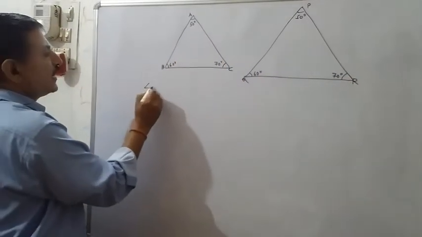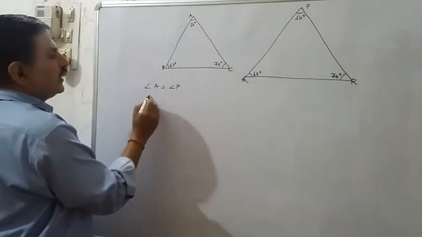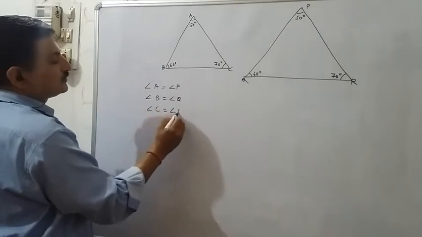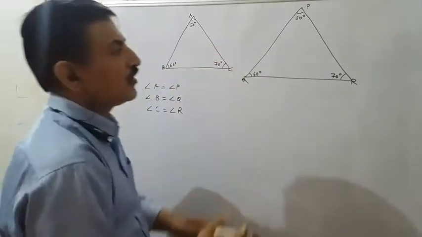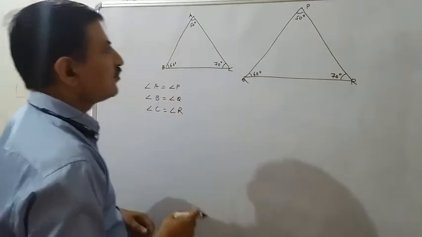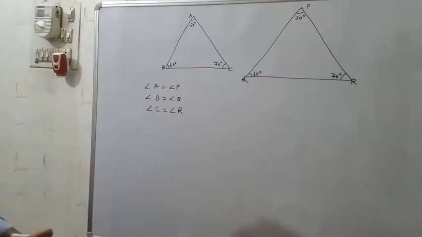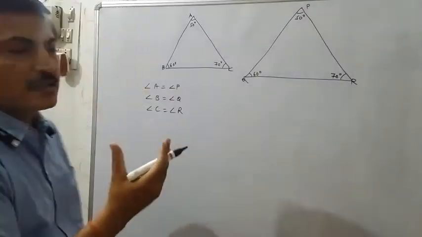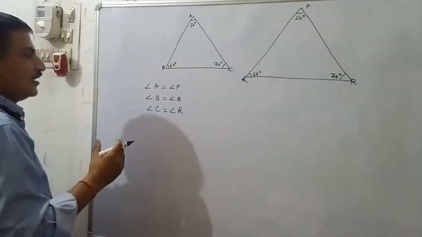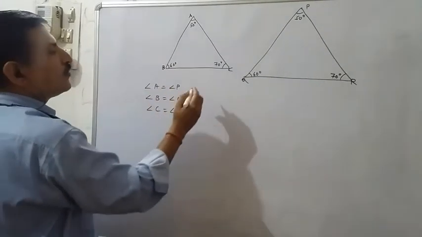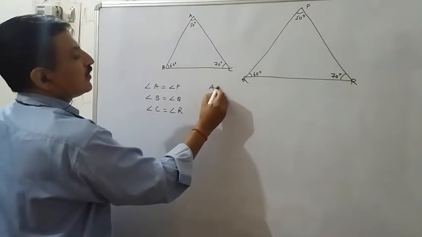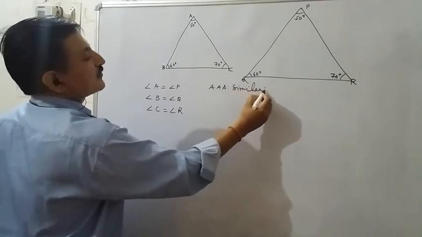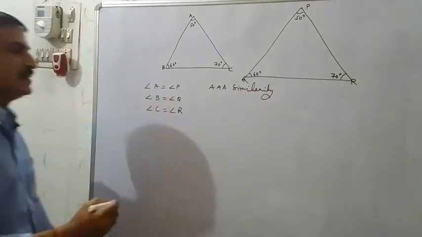Angle A equals angle P, angle B equals angle Q, and angle C equals angle R. These three angles are equal to the angles in triangle PQR. So these two triangles are called equiangular. Equiangular triangles are always similar. If this condition holds, then by AAA similarity, they are similar. That is AAA similarity.